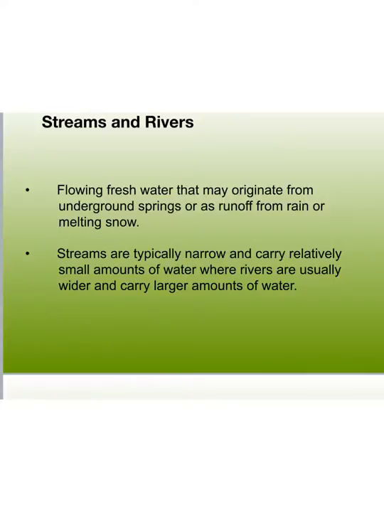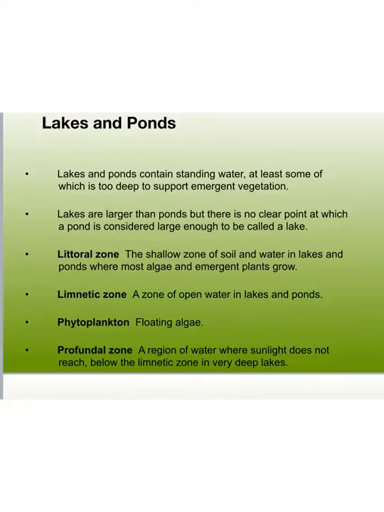But streams are typically narrow and they carry relatively small amounts of water, whereas a river is really wide, carries a large amount of water. And so that's what we use to define the difference between the two. Lakes and ponds contain standing water, at least some of which is too deep to support emergent vegetation. Those are plants that are rooted at the bottom of the body of water, whereas lakes are larger than ponds, but as with streams and rivers, there's really no clear point or difference between the two.